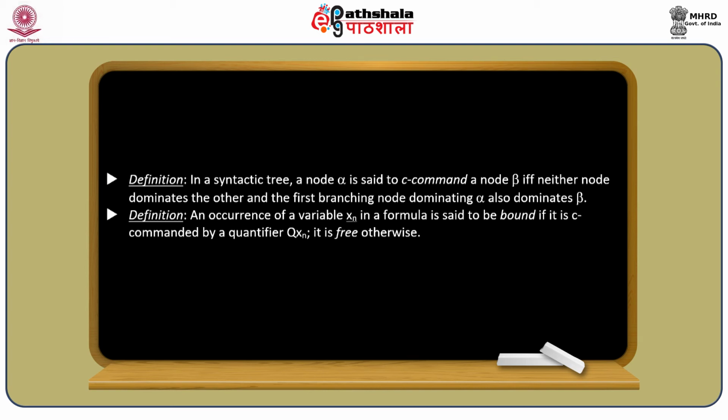Remember that the same variable can appear in more than one place in a formula. We use the term occurrences of variables for these different times the variable occurs in a formula. You can have a formula in which one occurrence of a variable is bound, but the other occurrence is free. So for example, if you look at a formula that says for all x1, Px1, brackets, and Kx1, x2, the first occurrence of the variable x1 is bound, but the second occurrence of the variable x1 is free because the first universal quantifier doesn't C-command the second occurrence of the variable.